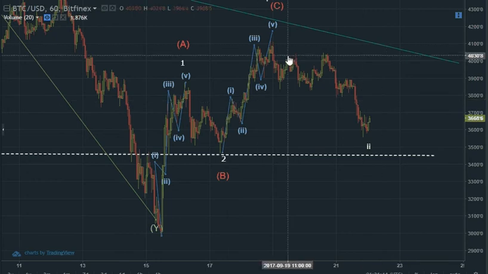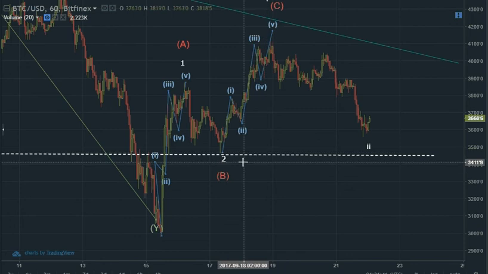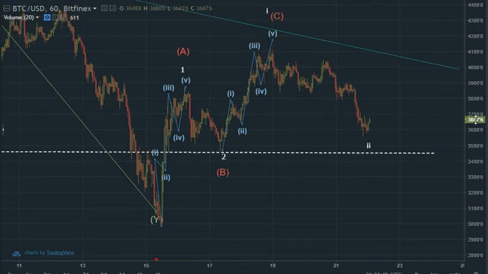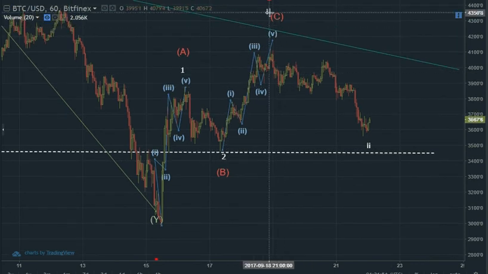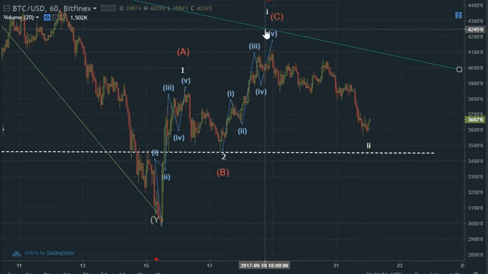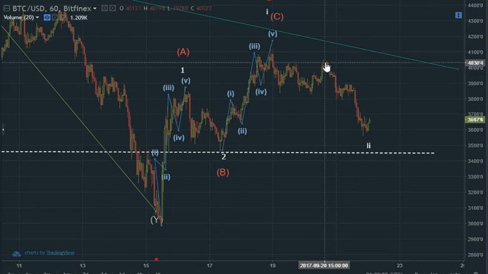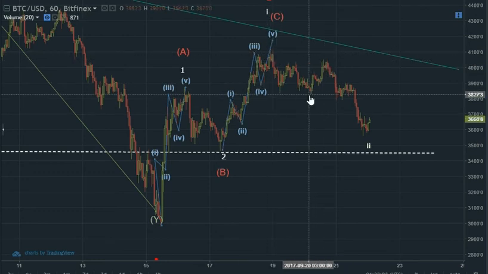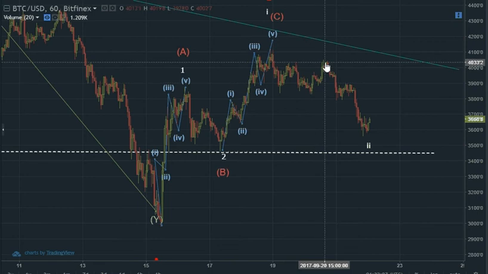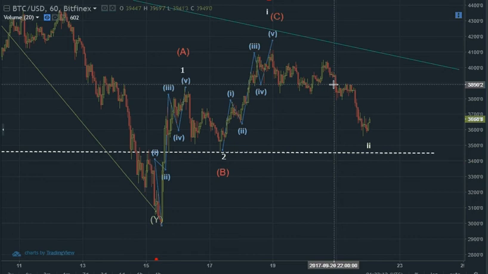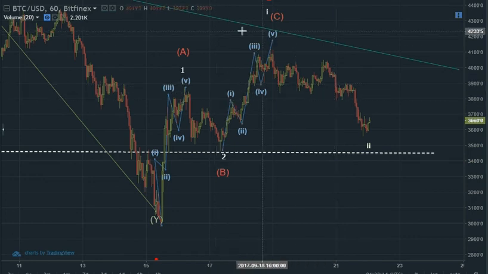Now let's count this. If this is 1 of 3, then we can still say A, B, so this will be ABC, 3 wave, ABC, 3 wave, and then 5 waves of C. I know the chart's getting busy, but bear with me here.